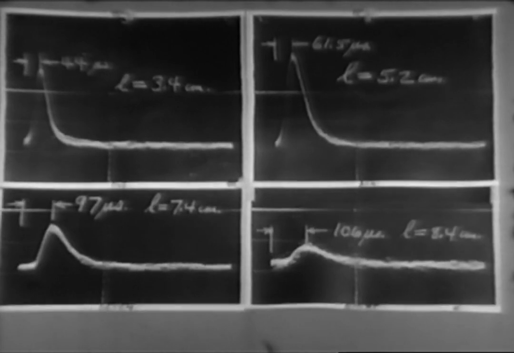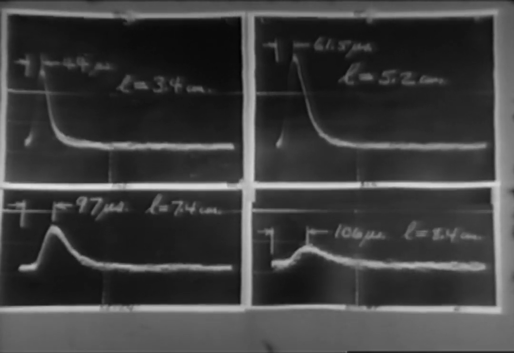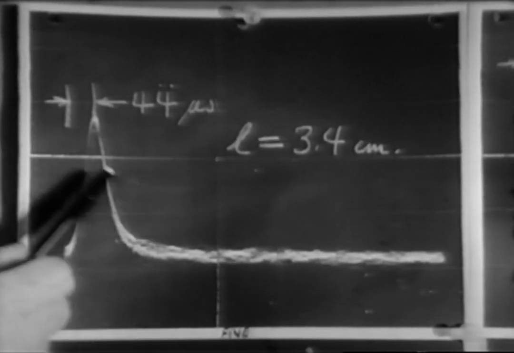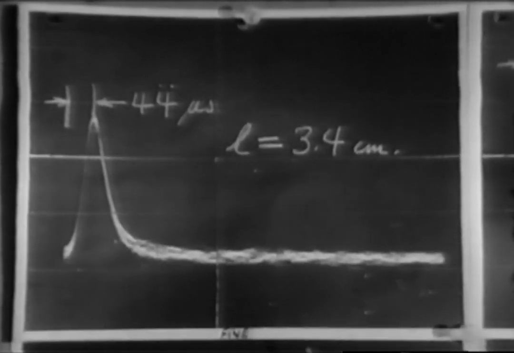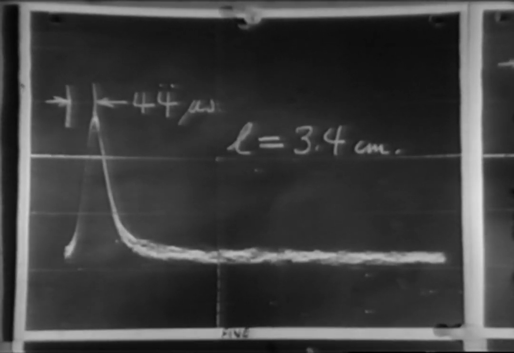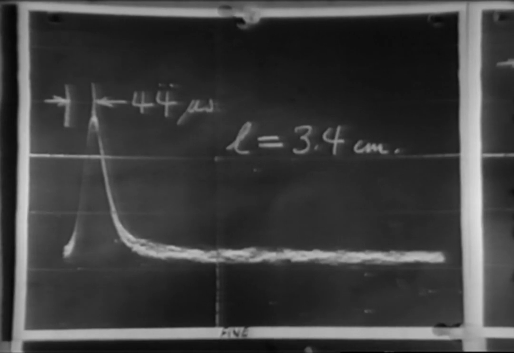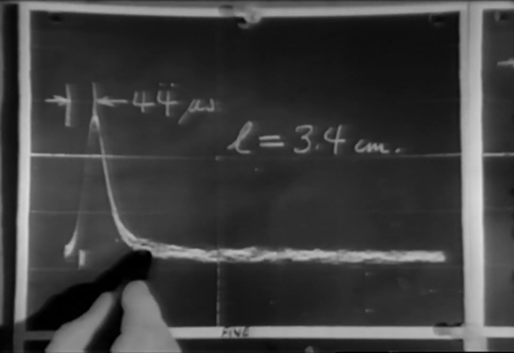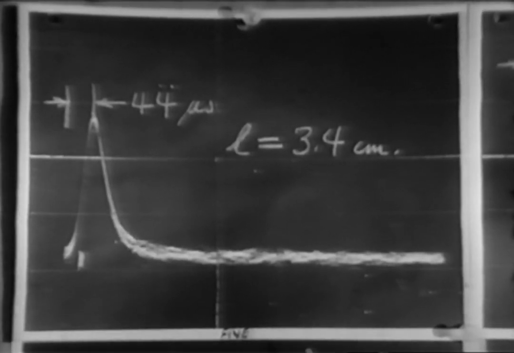Now, if there were only one velocity, we could get it directly from these pictures. We need only to divide the length L by the time of the maximum. From the geometry of the apparatus and from data taken at very low drum speed, I know the width of the pulse if there were only one velocity. It would be about 7 microseconds. That's about the width of this crayon mark. So all this extra width must come from the presence of many different velocities.